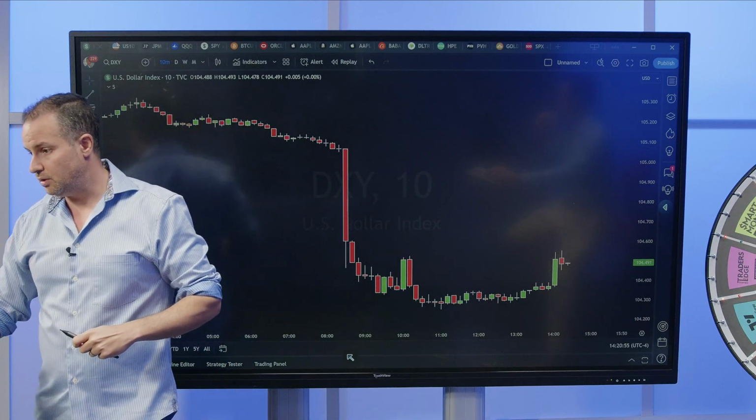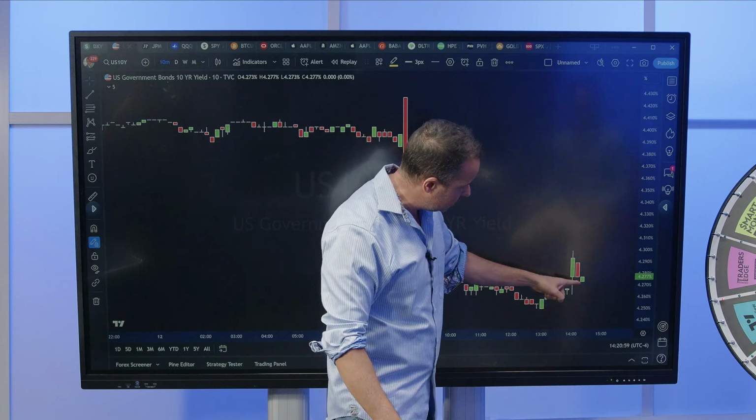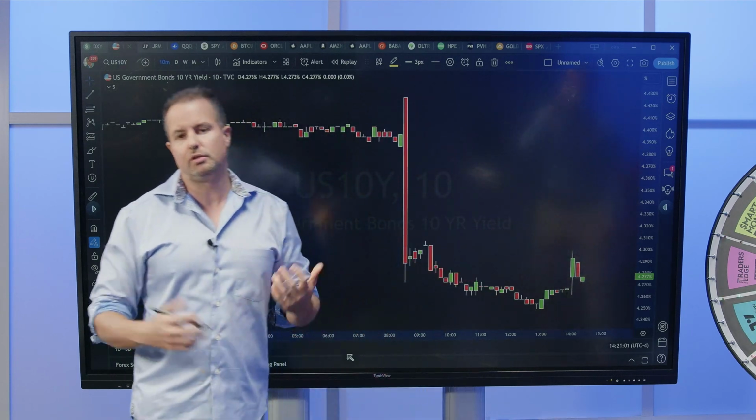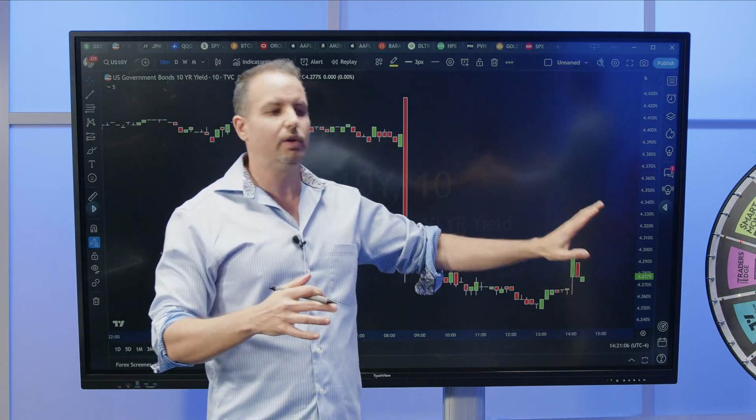And then if we go to the 10-year yield, same thing. Look at the 10-year yield. Initially it popped, which pushed the markets down, and then the 10-year yield has backed off. So essentially the markets are saying, we don't really care about this statement. Just get rid of it. We don't even care about it.